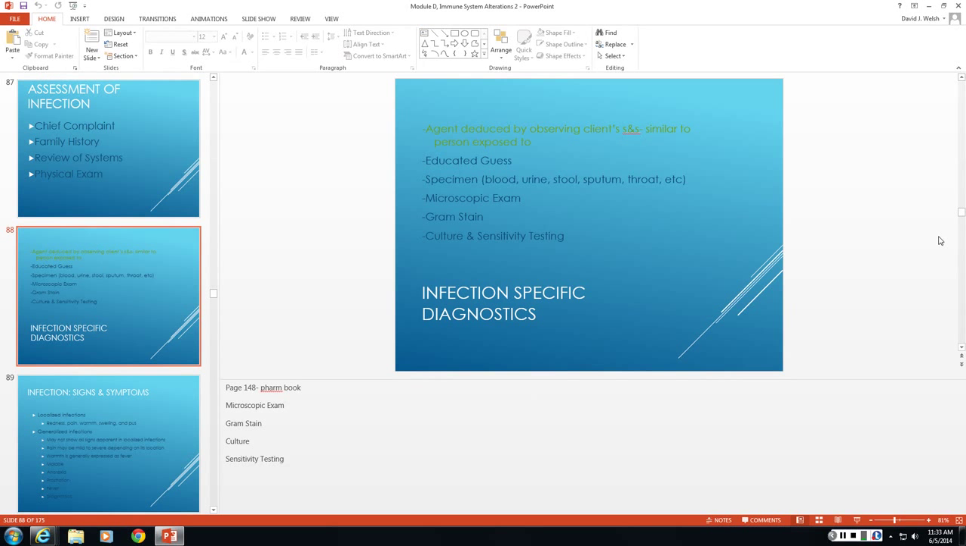So, diagnostic of an infection, basically the agent is deduced by observing the client's signs and symptoms similar to a person exposed.